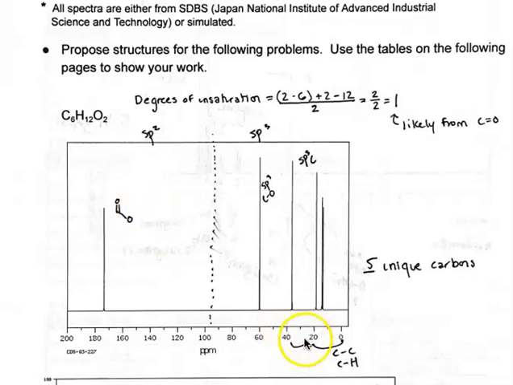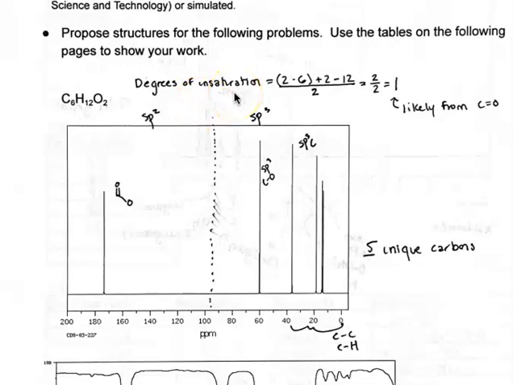And then as we come further in, this 40 to about 0 range is where you see your carbon-carbon and carbon-hydrogen bonds. So it looks like we have 3 different types of carbon-carbon or carbon-hydrogen bonds here, the degrees of unsaturation. So in order to calculate our degrees of unsaturation, we're going to multiply the number of carbons we have, add 2, subtract the number of hydrogens we have.